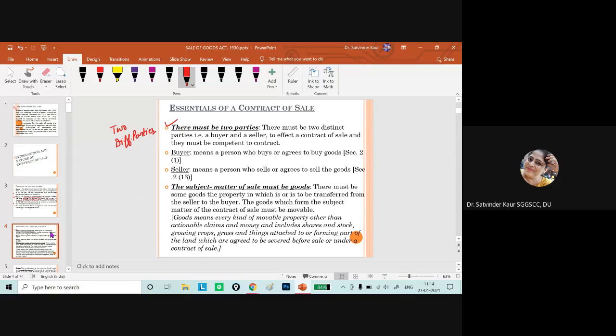Then the subject matter of the sale must be goods. If we talk about goods, we talk about movable goods, which are covered under the Transfer of Property Act. Goods means every kind of movable property other than actionable claims and money, but it includes shares and stock, growing crop, grass, and things attached to or forming part of the land which are agreed to be separated before sale or under a contract of sale. This definition of goods is under section 2, subsection 7.